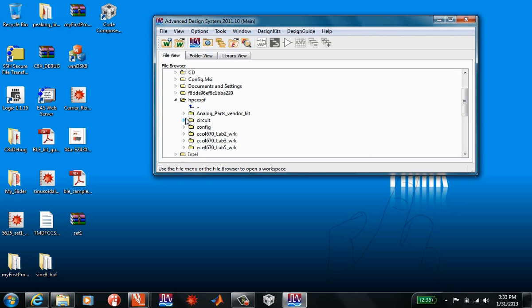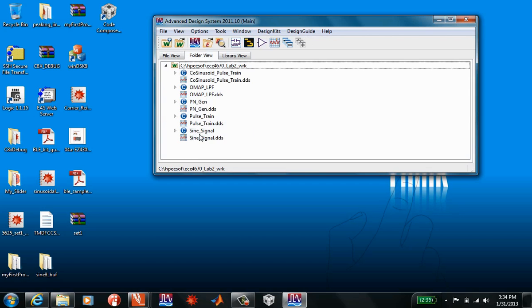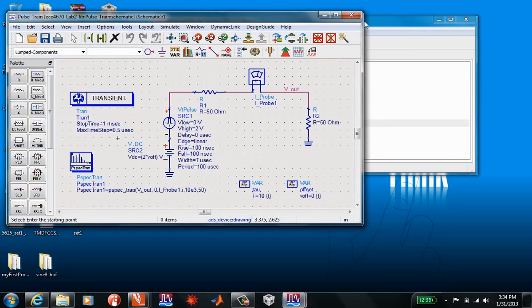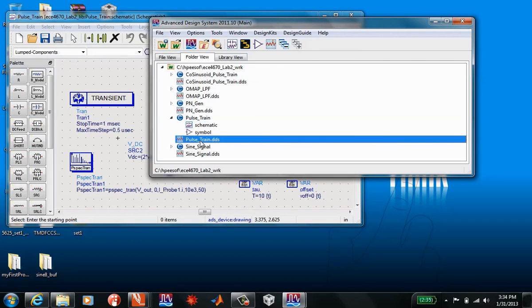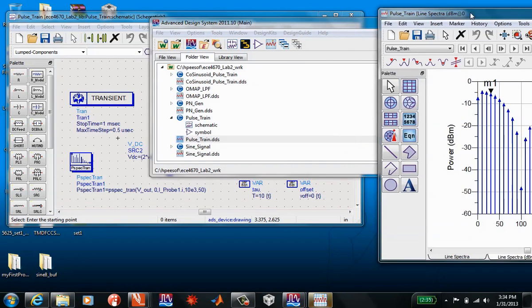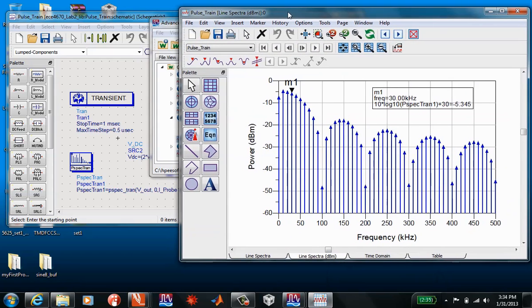It's available on the remote access computing system, and I have some zip packages on my website that have this lab experiment in here. So I've got everything in Lab 2, which is a spectral analysis lab. And I'm going to be looking at the pulse train. So there's my schematic. I'm going to open up the pulse train plot results right here.